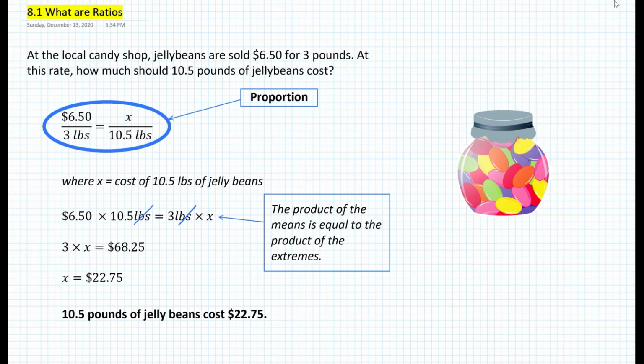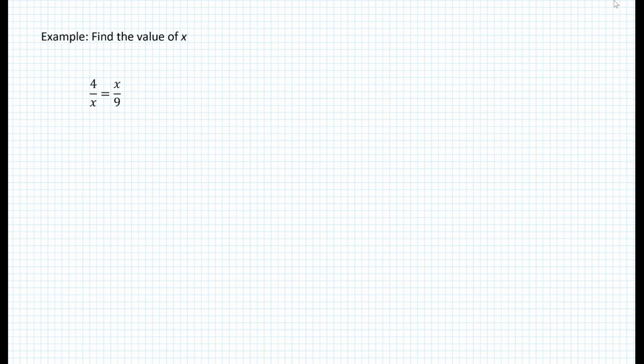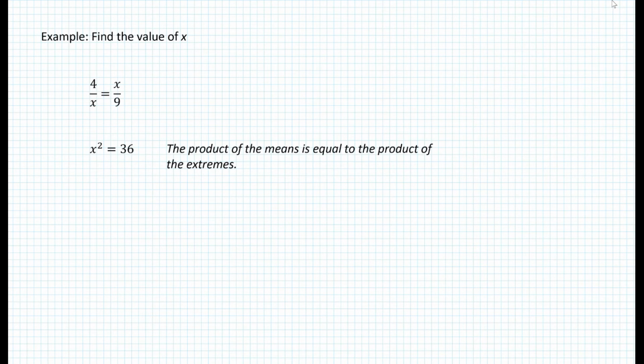Let's now look at an example. How do we find the value of x here? Well, we have a proportion, 4 over x is equal to x over 9. What do we do first? Well, first we cross multiply, and we obtain that x squared is equal to 36, because the product of the means is equal to the product of the extremes.